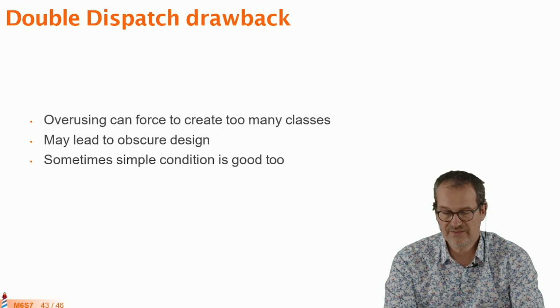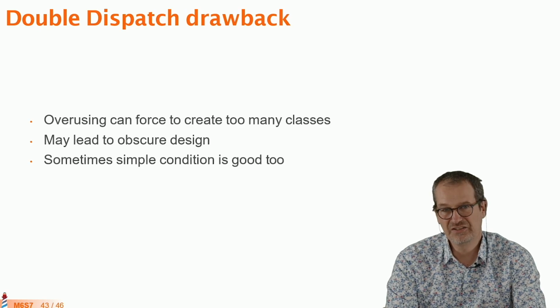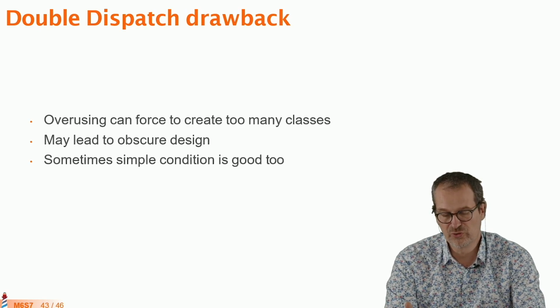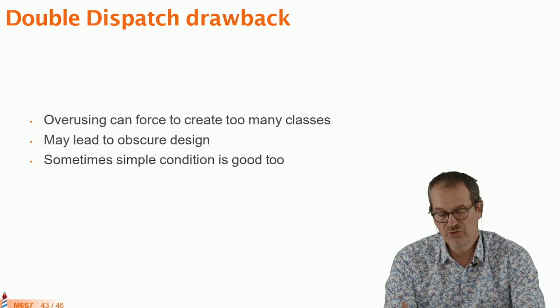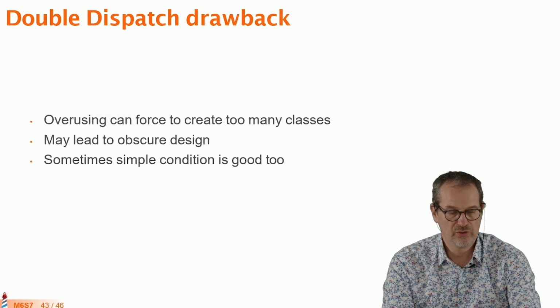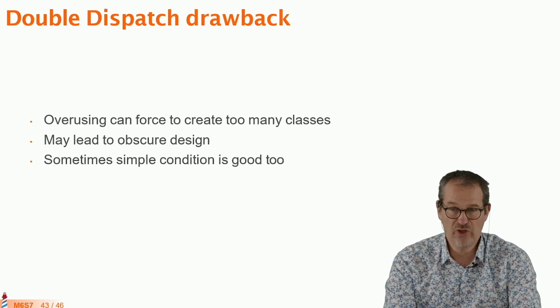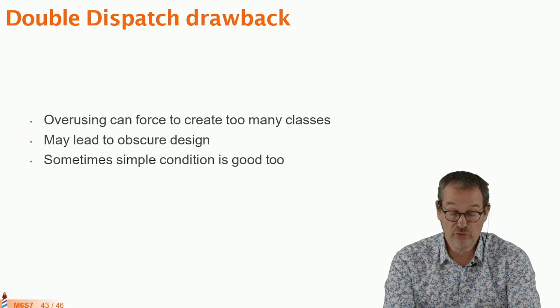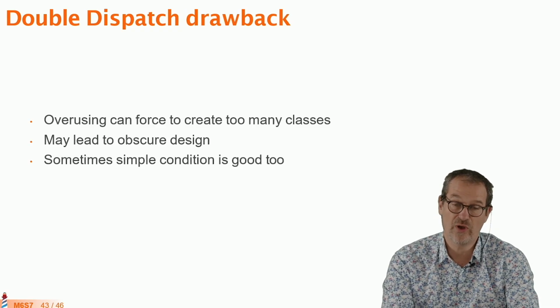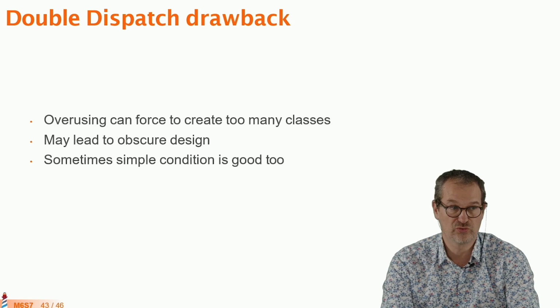What are the drawbacks of double dispatch? So overusing it may force to create a lot of many little classes. It can lead to a design that is a bit more obscure and difficult to follow. So sometimes a simple condition can be good too. You know, we should not be ultimate on that. Design is about trade-offs, and then you have to decide. Now, for you to decide, you should really understand how it works and practice it so that you can say, no, I don't want to use it, or I want to use it.